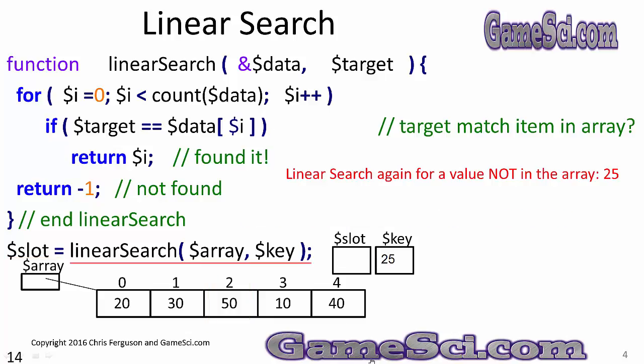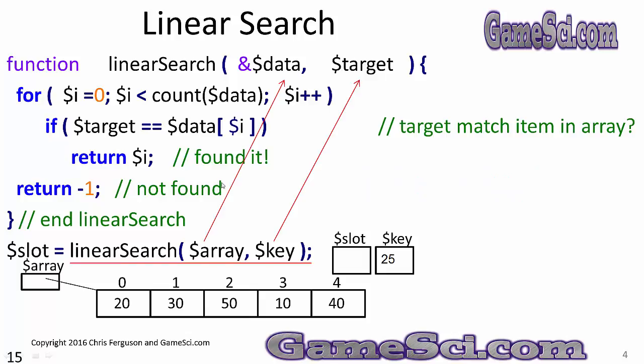Let's linear search again, but this time let's linear search for a value not in the array. Key contains a 25 this time, which isn't in the array. $array is still the same thing. $slot is blanked out, but we'll be getting a new value for $slot. We'll see that in a little bit.